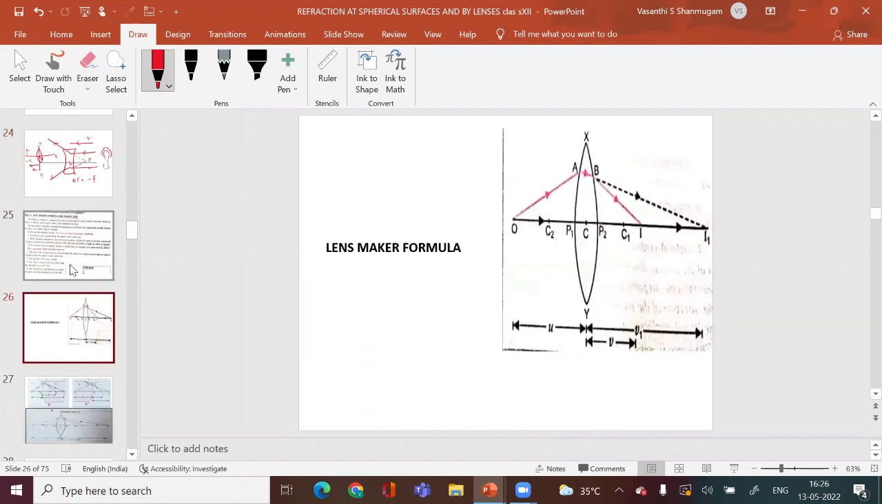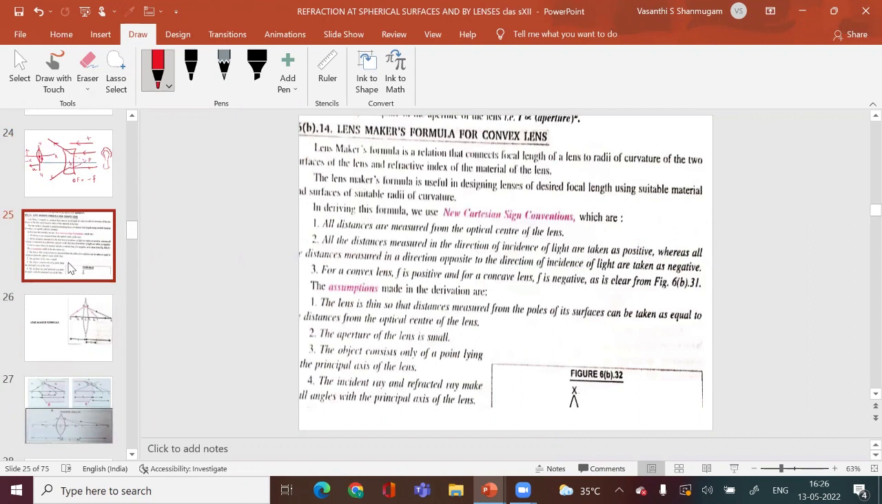Now we are going to do the lens maker formula. Usually they ask the lens maker formula for 3 marks. So now see here, all see the sign convention.